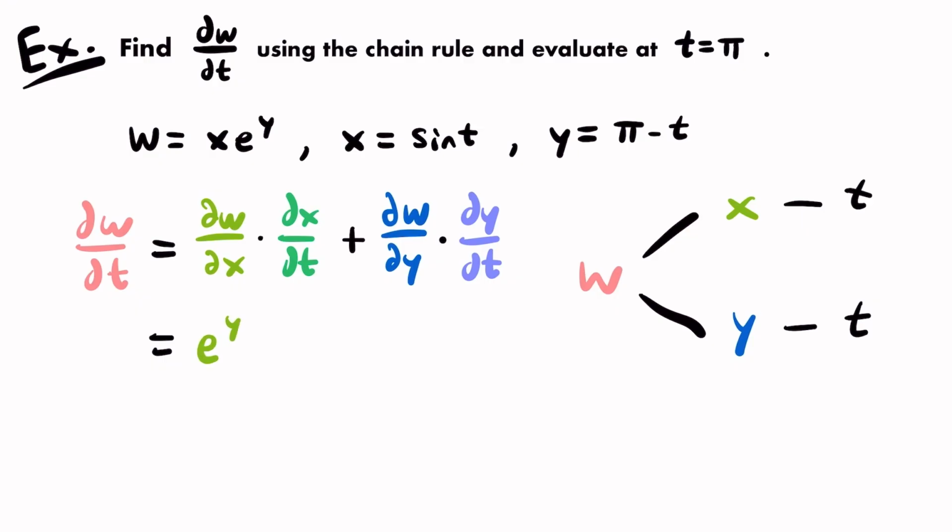of y, and then that will be multiplied by the derivative of x with respect to t. So looking at x here, the derivative of sine t with respect to t would be cosine t. So we are multiplying by cosine t.